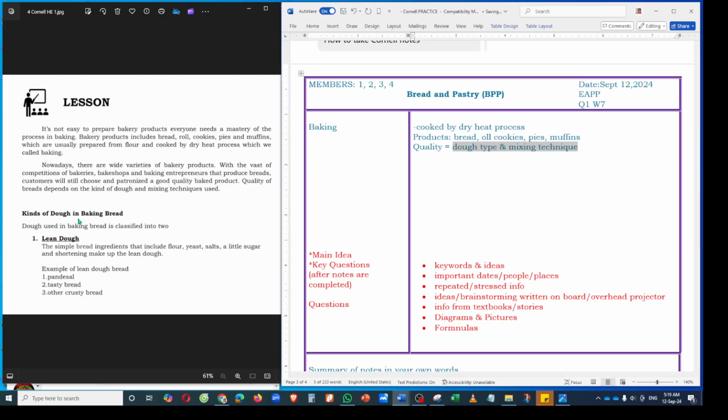It says kinds of dough in baking bread. So, we will write two dough types because there will be two. The first one is lean. Two kinds of dough, two dough types. Mas madali isulat yung two dough types instead of two kinds of doughs in baking bread. We already know that it's about baking and it's about bread, so you just write two dough types.